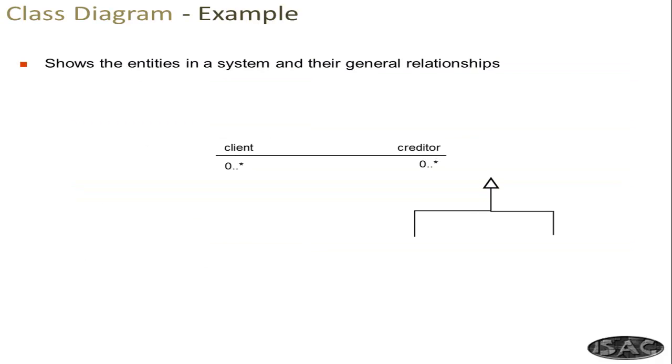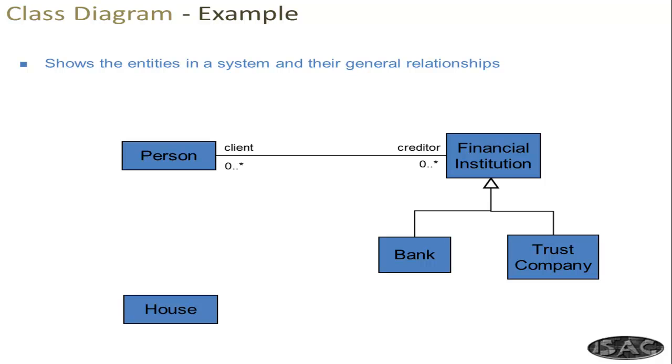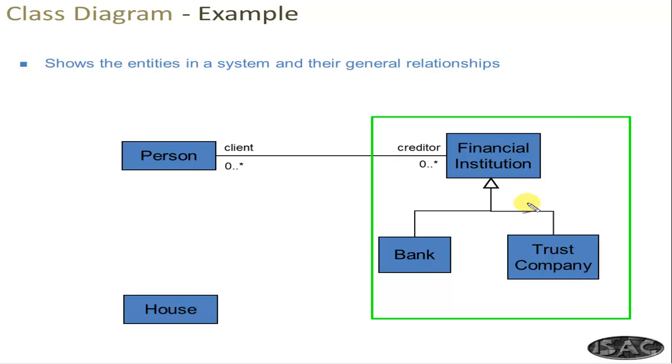Now let us see one example of a class diagram. Here the class diagram shows the entities in a system and their general relationship. So in this relationship, if you see this area, what do you see? You see that this is called a generalization relationship. Financial institution is a generic class, of which bank is one special case. Trust company is one special case of financial institution. So these two are specialized objects of a general object. So this is what is meant by generalization relationship.